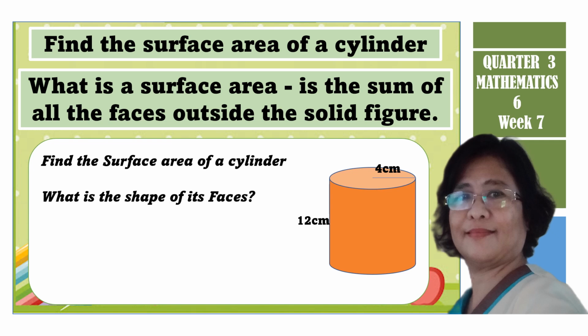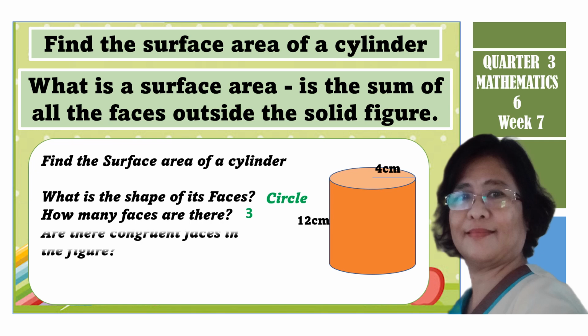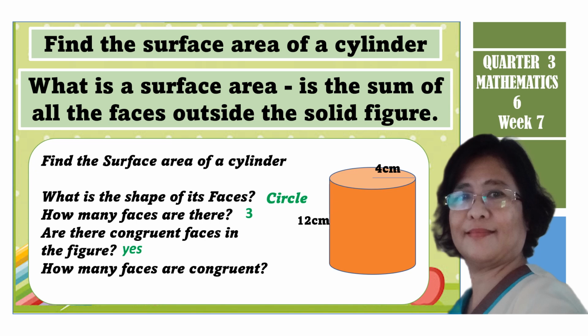What will be the shape found in the cylinder? We have the circle. How many circles are there? We have 2. How many faces are there? We have 3, the 2 circles and the circular height. Are there congruent faces in the figure? Yes, we have. How many faces are congruent? We only have 1 kind, the 2 circles.